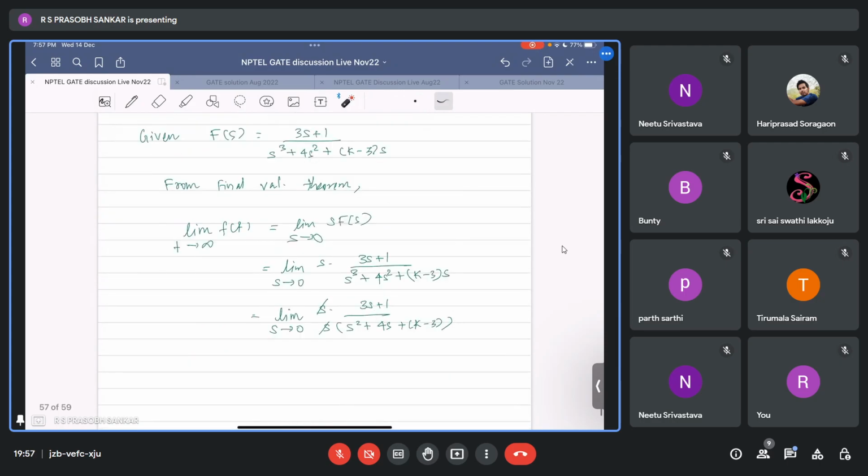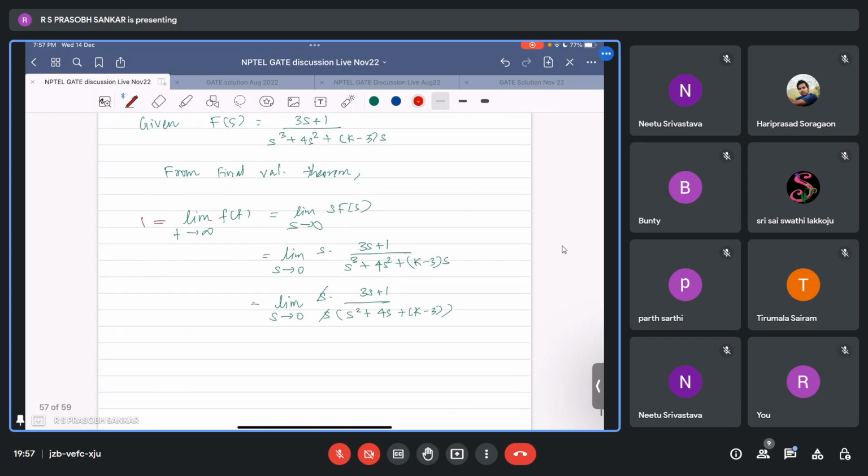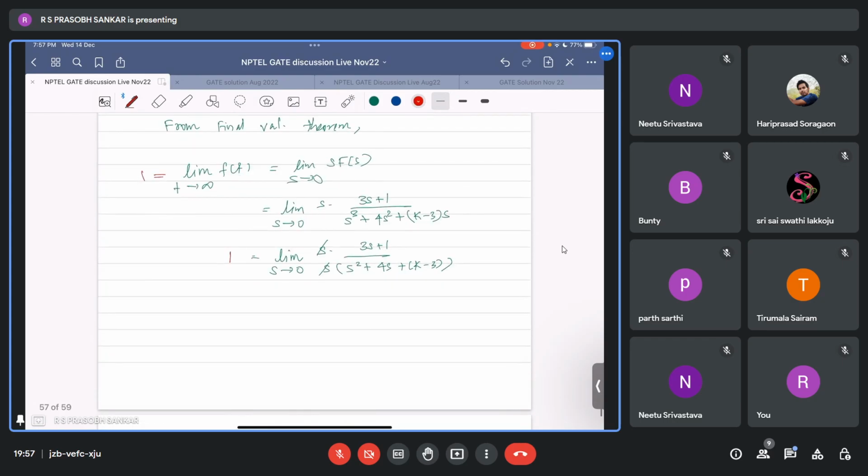It is given that this is 1, so the limit of t going to infinity of f of t is 1. That means this is 1. Or what I can say is that the limit of s going to 0 of (3s plus 1) by (s square plus 4s plus k minus 3) is 1. So I can apply the limit here. Putting s equal to 0, this is 0, this is 0, and I have 1 by (k minus 3) equal to 1, or k equal to 4.